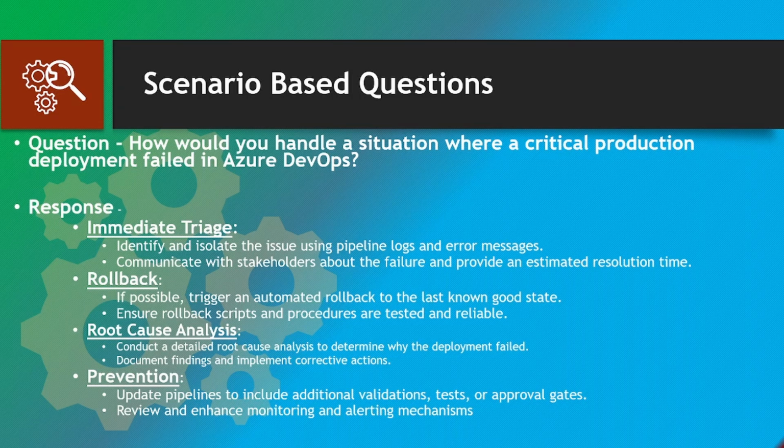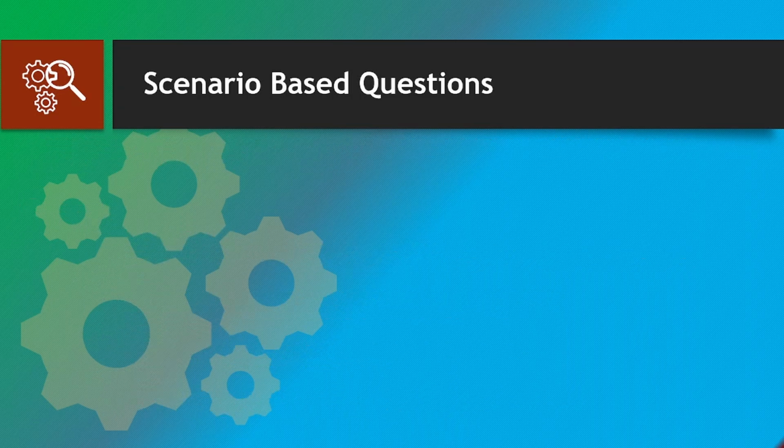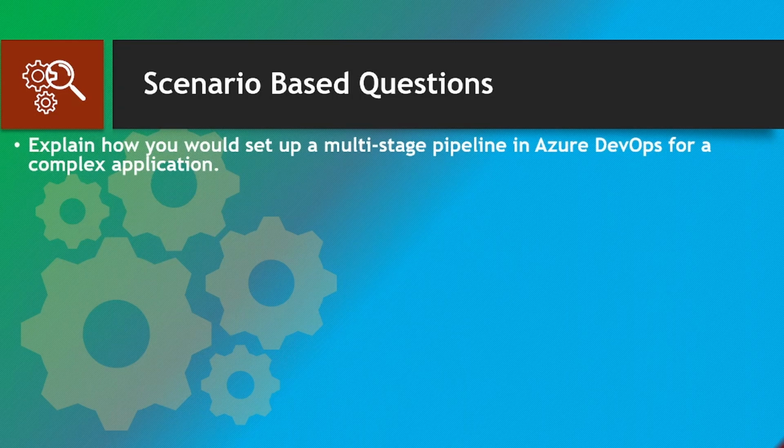Prevention. Update the pipeline to include additional validation, tests, or approval gates. Review and enhance monitoring and alerting mechanisms. Next question. Explain how you would set up a multi-stage pipeline in Azure DevOps for a complex application.